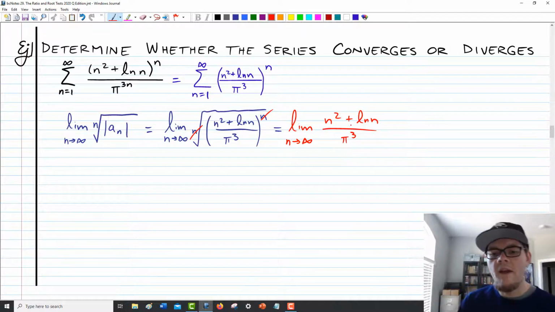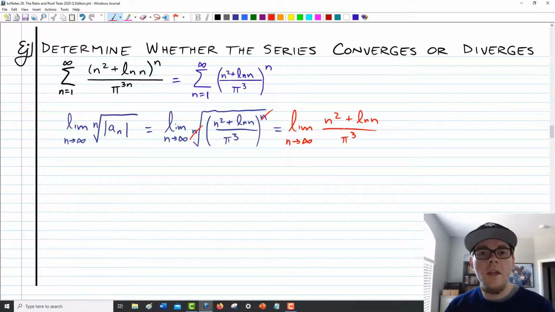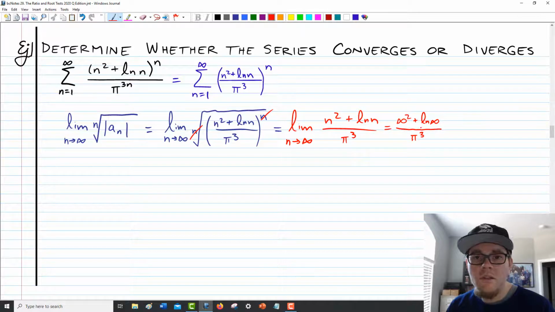Now, at this point, when we go to evaluate this limit, you might think that there's something complicated. You might even be tempted to do L'Hopital's rule. But take note of something. In the numerator, we get infinity squared plus the natural log of infinity. In the denominator, we have pi to the third power. It's a number, probably somewhere in the range of 29, 30, 31, in that ballpark. So what we end up with is just infinity over a number, which is equal to infinity.